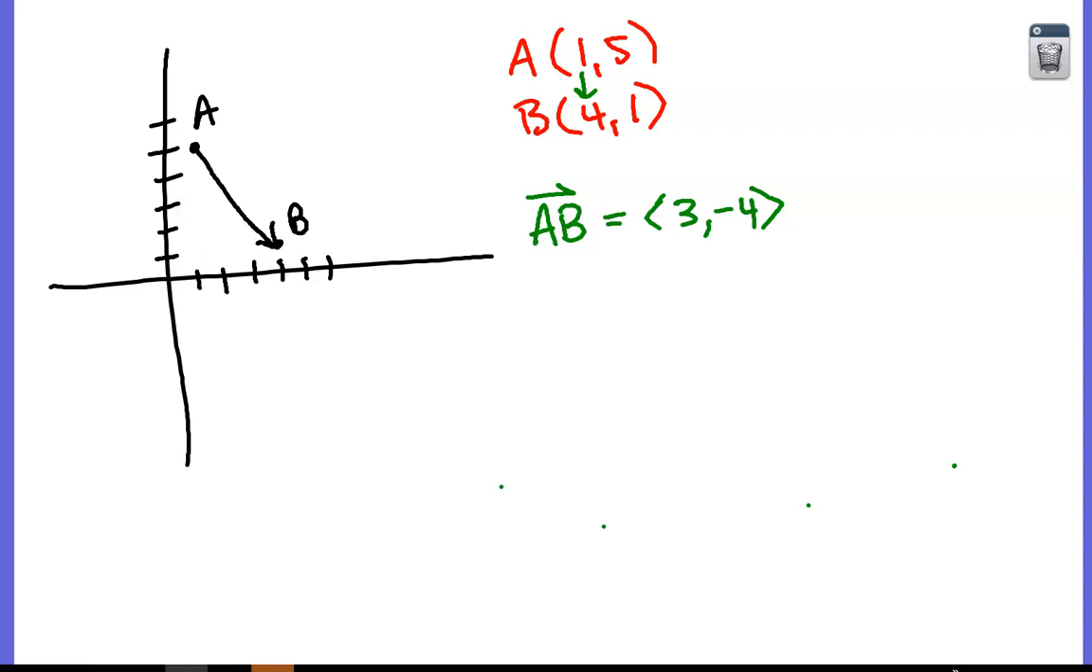Okay, this is my component form, and it lets me know how I move. It's only telling me how I move, guys. It didn't tell me where I started. It just told me how I change. So the first thing we should probably do if we want to be able to change the magnitude is figure out the magnitude.